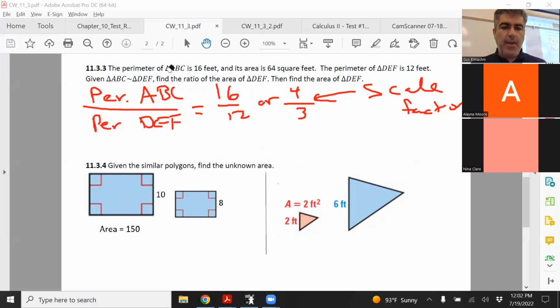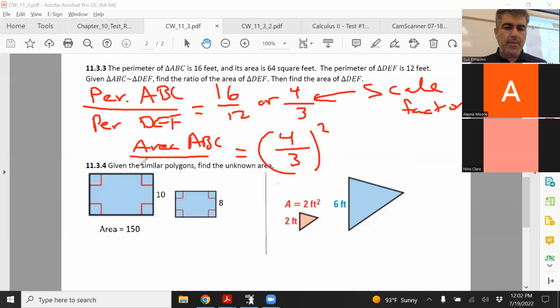So then if you're dealing with area, they ask you to find the ratio of the areas. So it's going to be 4/3 squared. So the area of ABC over the area of DF will be 4/3 squared, or 16/9.